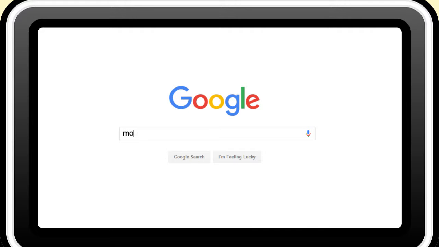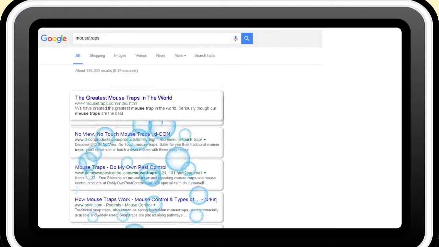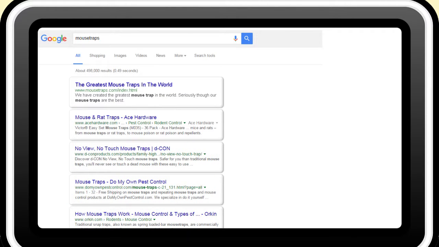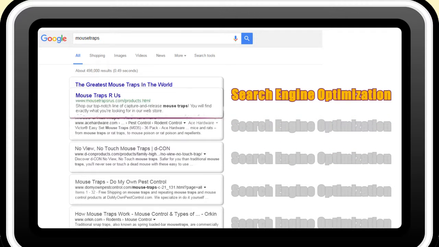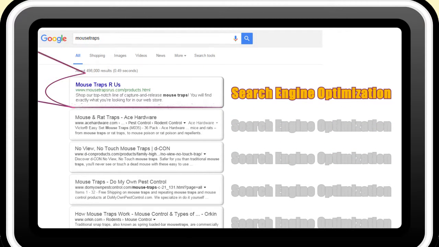So what can a website do to improve its ranking in searches? How can it bubble up to the top of the results? One of the most powerful tools is SEO. Proper optimization of your site for search engines will lead to higher rankings and page visits.